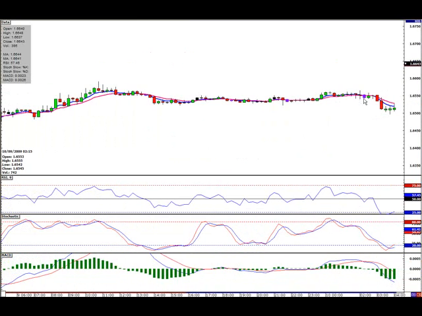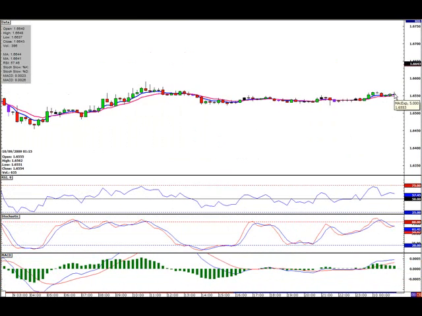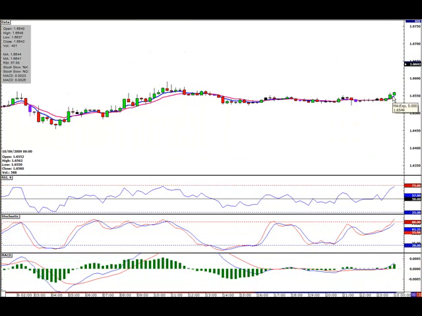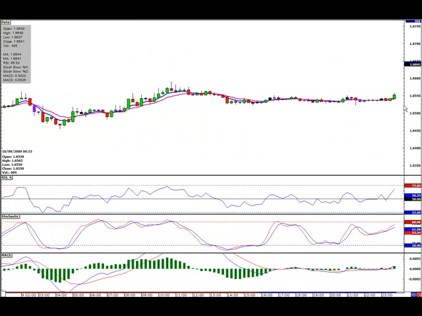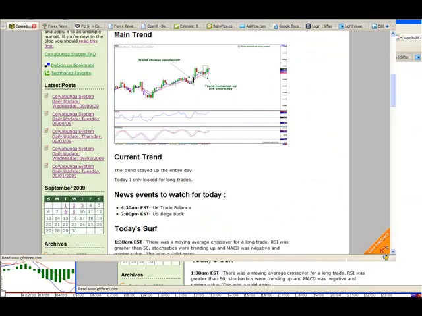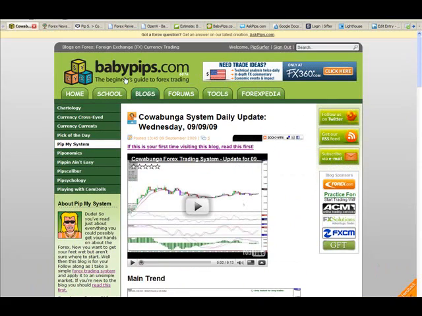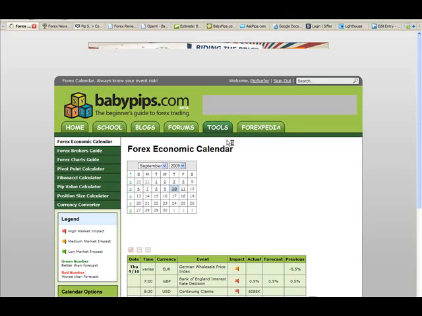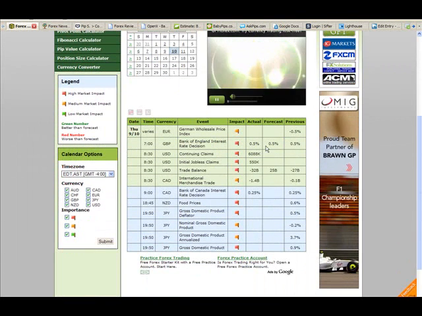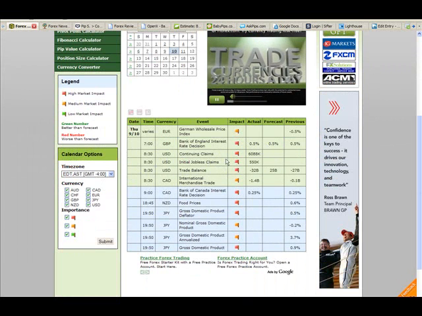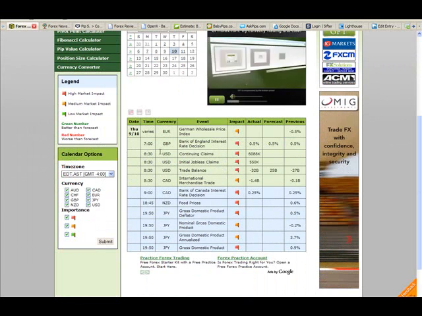Now I'm on my 15-minute chart, and I'm going to move this to before midnight so you can see what it looks like. Alright, so it's about there. Alright, and then what I'm going to do first, of course, is check out my news events for the day. So you can just go to Baby Pips, click on this Tools tab, and it'll show you the news events for the day. Make sure you've got the right time zone for your area. And really today the news events were at 7 a.m. and 8:30 a.m. Eastern Time.